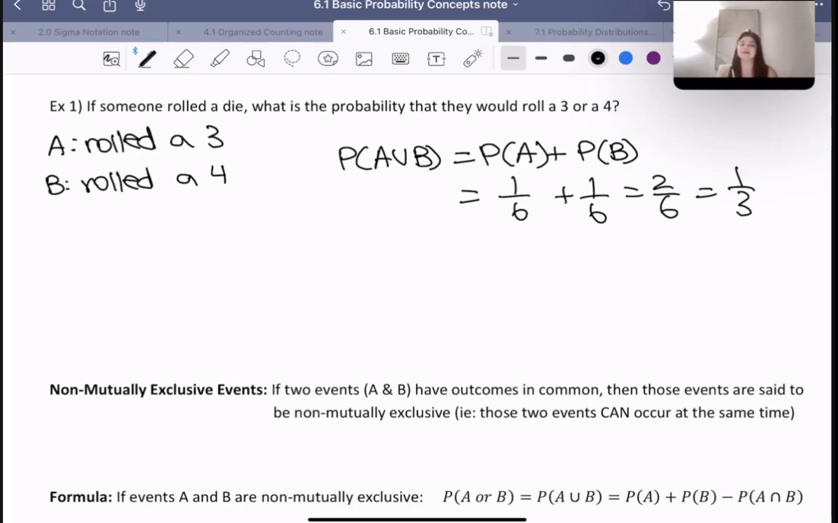Okay, so there's an example of mutually exclusive events and how we can just add up the probabilities to find out the probability that one or the other would happen, because we're not really double counting anything, because there's no chance that both of them could happen at the same time. They're two completely separate things where either one can happen or the other can happen or none of them can happen, but they can't both happen at the same time.